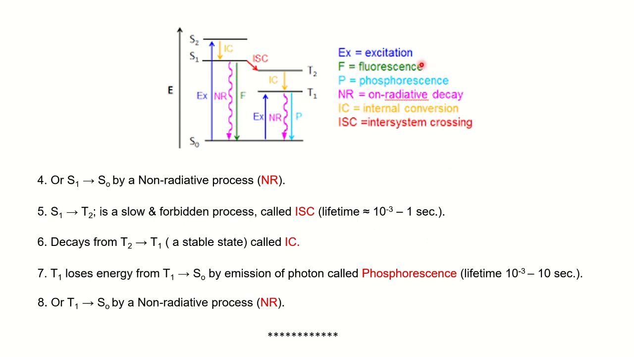And you may get for 2 marks a question to write a note on ISC, IC, phosphorescence or fluorescence, or you may get a full 4 to 5 marks question where you have to describe all this. So I hope you understood it.